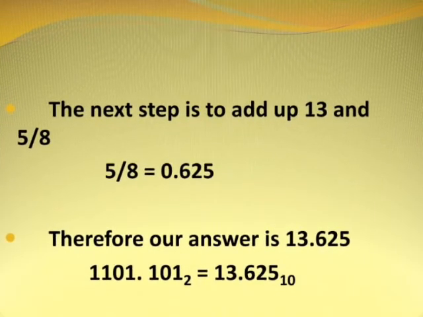The next step is to add up 13 and 5 over 8. When we add up 13 and 5 over 8, we'll have 13 whole number, 5 over 8. 5 over 8 is the same thing as 0.625. Therefore, our answer is 13.625. Therefore, 1101.101 base 2 equal to 13.625 in base 10.